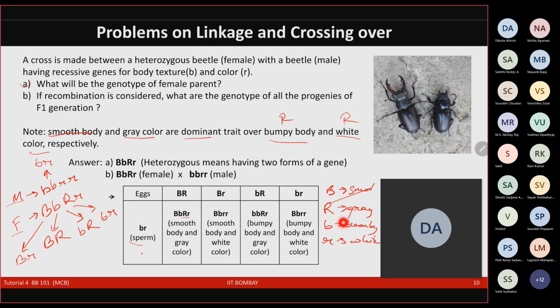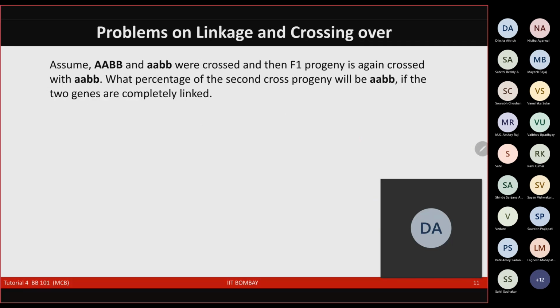Okay. So another problem on linkage and crossing over is that you have two genotypes given to you, capital A, capital A, capital B, capital B, and small a, small a, small b, small b. So one is homozygous dominant, another one is homozygous recessive. These two were crossed, and then the F1 progeny is again crossed with the homozygous recessive one. So the question is, what percentage of the second cross progeny will be homozygous recessive if the two genes are completely linked?